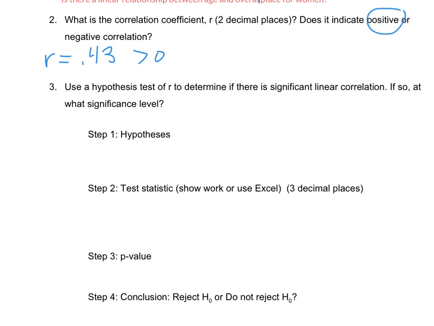So we're going to use a hypothesis test to determine if there is significant linear correlation, and if so, at what significance level. So the null hypothesis for testing linear correlation is always rho equals 0. So that's not a p, it's a Greek letter rho. And if it's 0, that means there is no correlation, no linear correlation. And the alternate is always that rho is not equal to 0, which means that there is correlation.